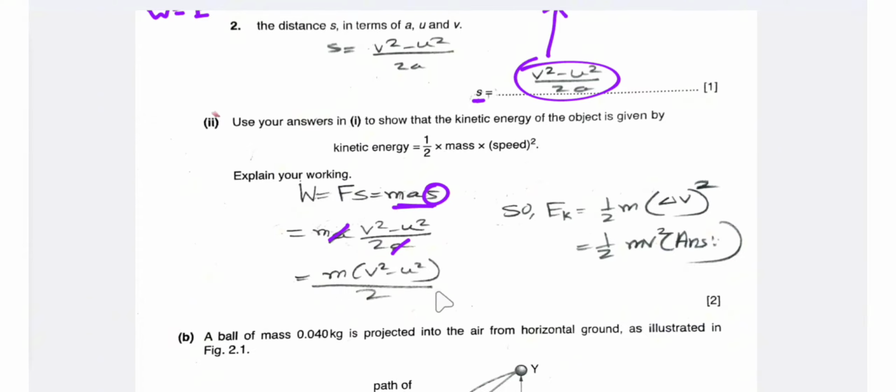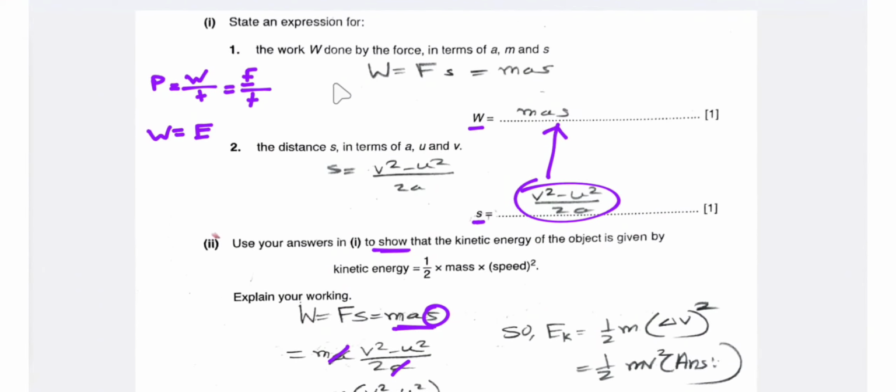m times v square minus u square by 2. That means half m, final speed square minus initial speed square, or simply we write it in terms of speed square. So half, mass and speed square. So this is shown, and we have used part 1, as already mentioned.